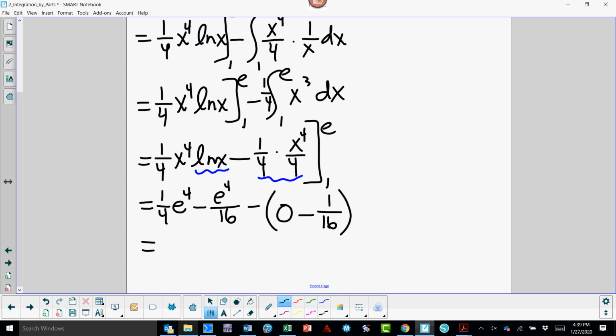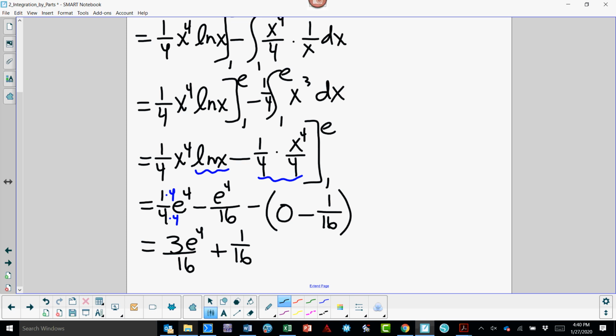And so I have 2 like terms here. I have 1/4 e to the 4th minus e to the 4th over 16. So they need a common denominator. So make yourself have a common denominator. So we get 4 e to the 4th minus 1 e to the 4th over 16. So that's 3 e to the 4th over 16 plus 1/16, because you have minus 1 over 16, minus a negative 1 over 16.